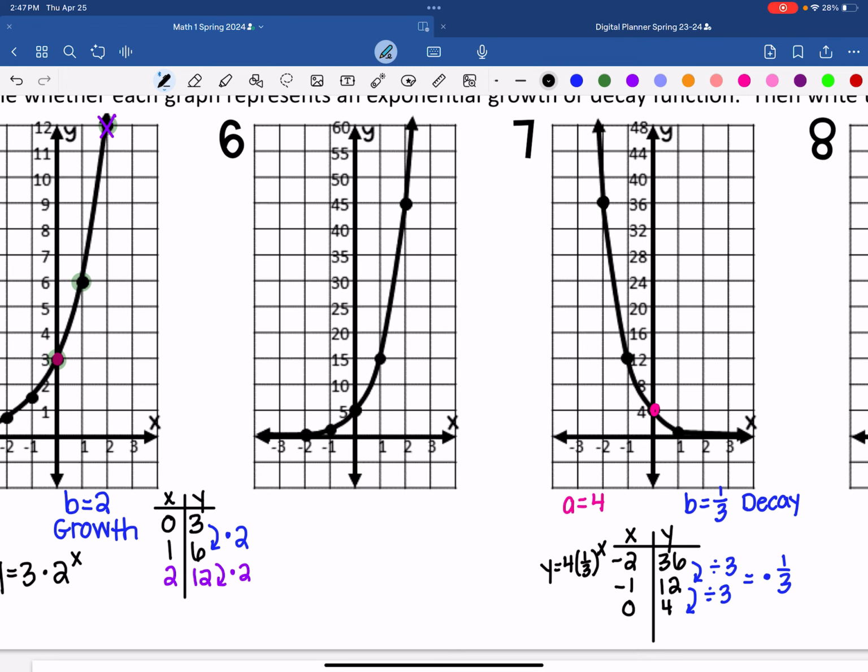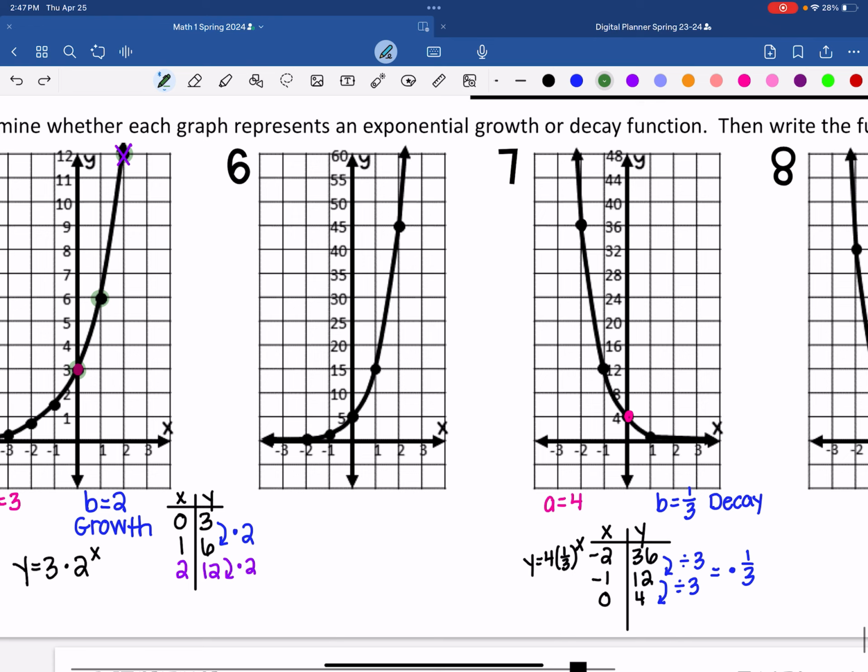All right, so in the next one, same situation. It's J-shaped, so it's going to be growth. I'm not going to want to use these points right here because they're not perfect points. So we're going to start off with our y-intercept, which is at 5. So we know A is equal to 5.